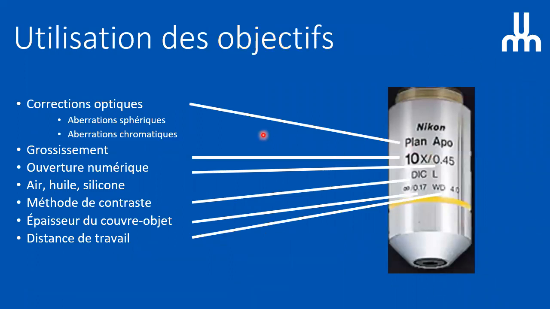Using an objective, I could talk an hour about objectives, but you need to know how to read an objective. This Plan Apo is about correction. There is spherical and chromatic aberration in microscope objectives. I didn't describe them, but there are objectives that are better than others for this kind of correction. If you don't use a corrected objective, the focus for, for example, the DAPI and the GFP will be at different levels. So if you take your image and say, oh, my DAPI is blurry, but I can see my GFP clearly, why so? It's because the objective is not good.